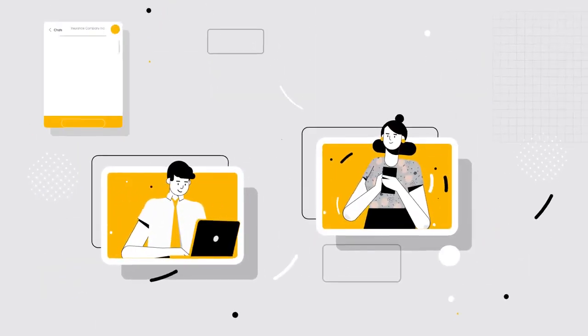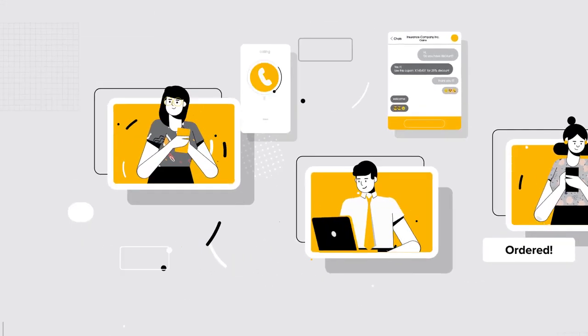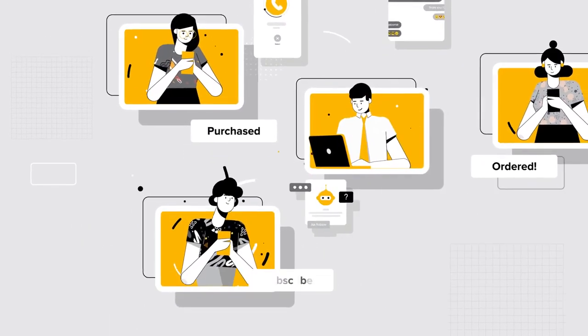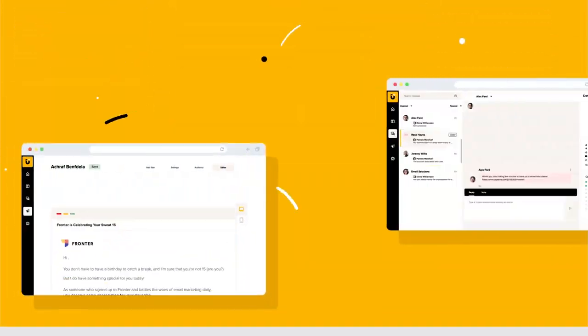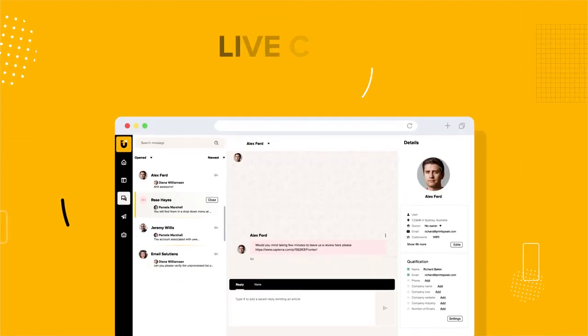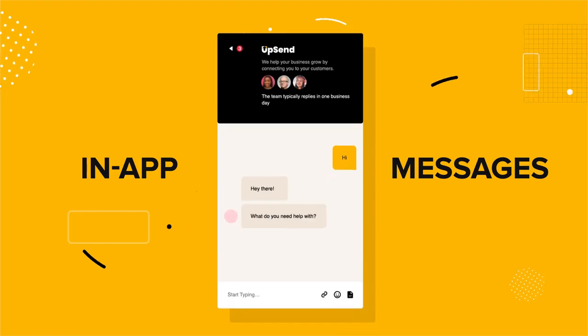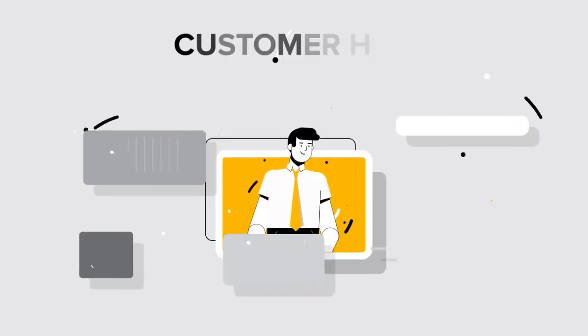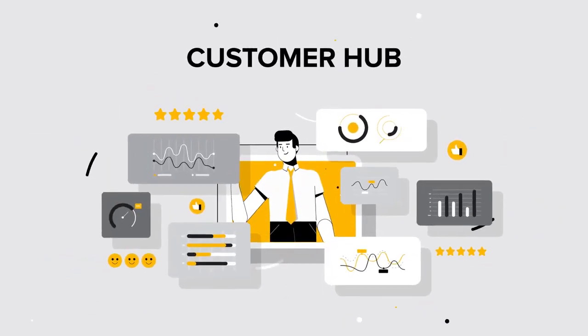Imagine the conversation you can achieve if you can engage every visitor with instant chat or messages. UpSend comes packed with a variety of super-powered features like powerful marketing automation, live chat, in-app messages, and a knowledge base with all the useful information for you to engage customers.